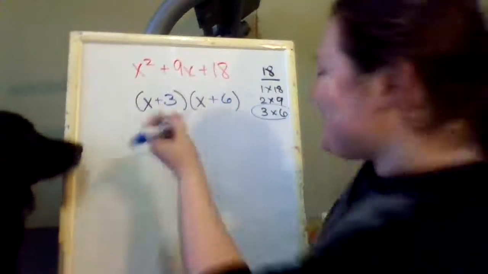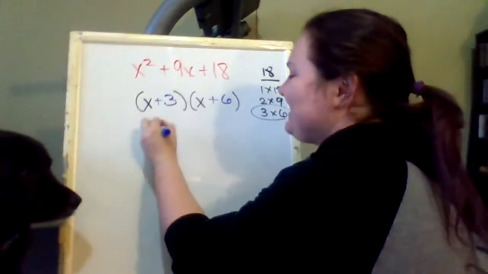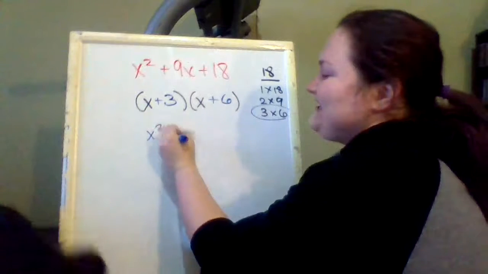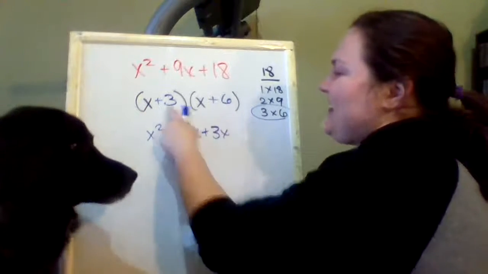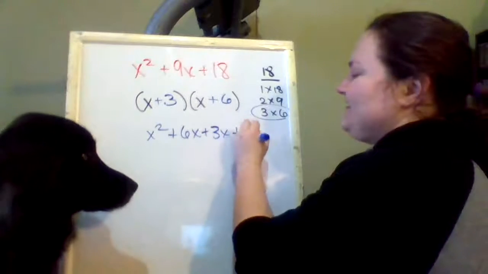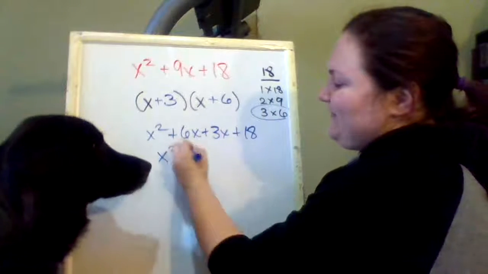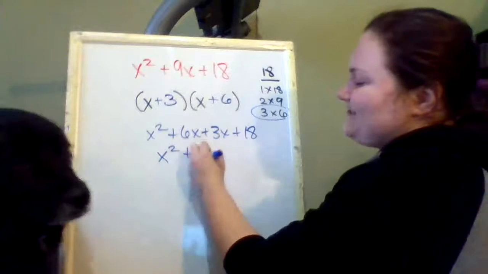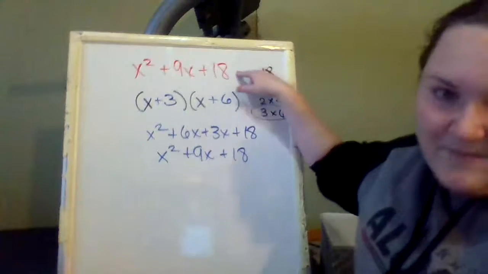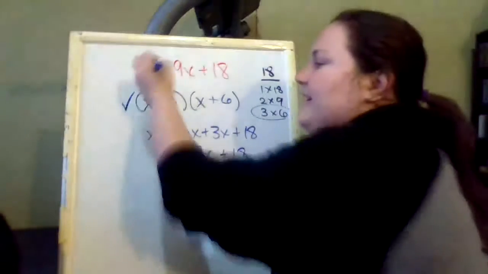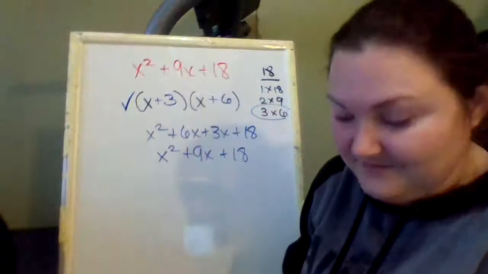Obviously, at home you would be checking this. So we could say x times x is x squared, x times 6 is 6x, 3 times x is 3x, and then 3 times 6 is 18. That would leave us with 6x plus 3x is 9x plus 18, which matches what we started with. So we know we factored it correctly.